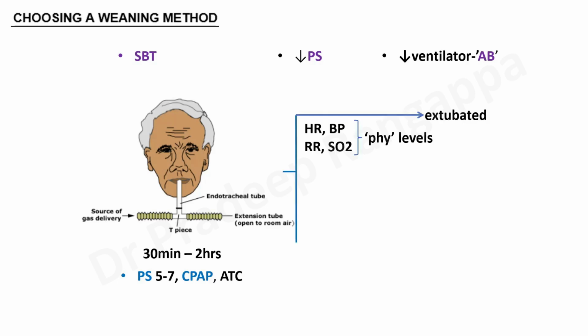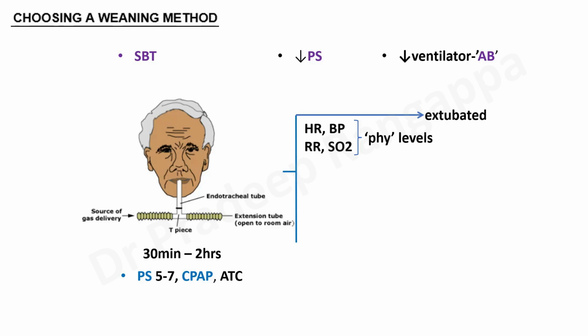And once you put them on this weaning mode, be it a spontaneous breathing trial or pressure support of 5, one obviously needs to look at how the patient is doing. Look at the heart rate, the blood pressure, the respiratory rate. Very often, as I'm giving this talk, we have a patient in the ICU. When you put on pressure support of 5 to 7, you see the patient gradually getting tachypneic at around 35. That is definitely an indicator that she is going to fail.